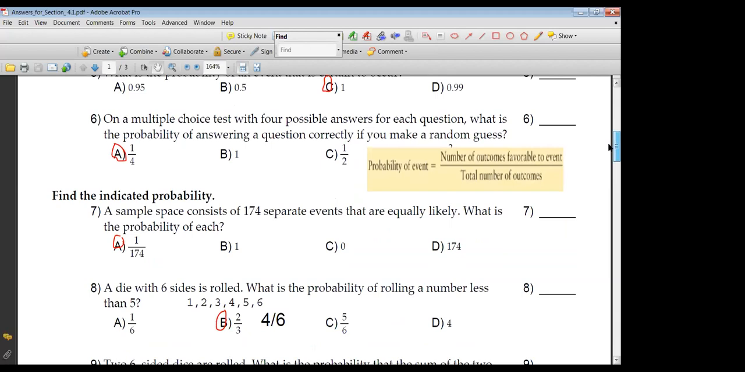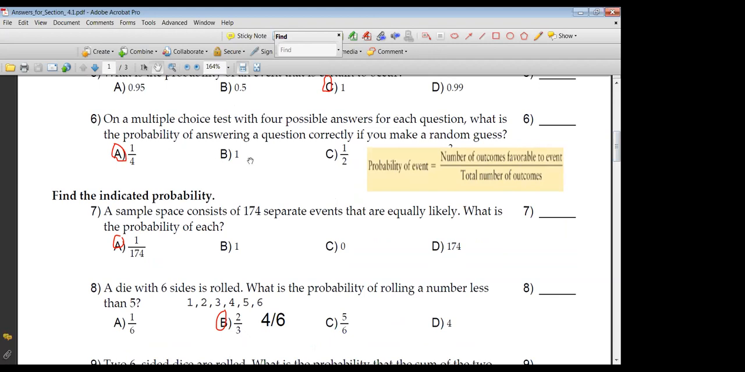Number 6, you have a multiple choice question. You have 4 possible answers. What's the probability of answering the question correctly? Well, there's only 1 correct answer. All right, so the number of favorable outcomes is one. How many total answers do you have? That's a total of four. You have a one in four chance.